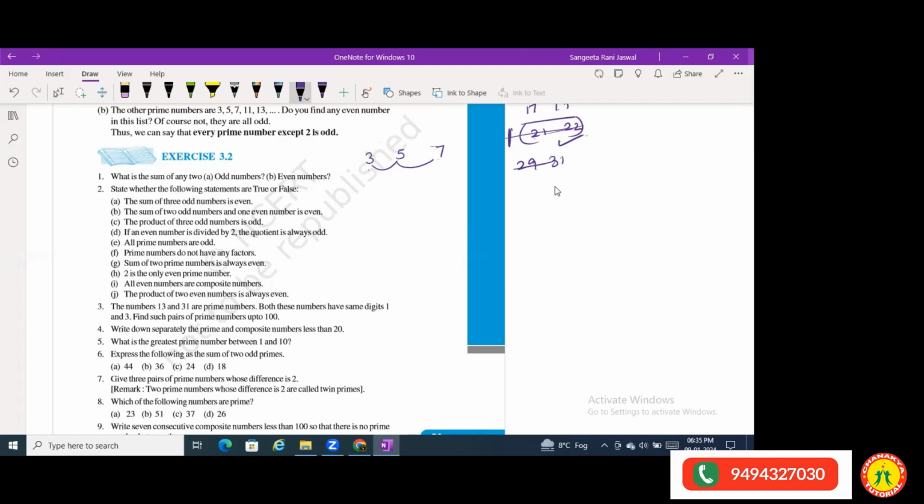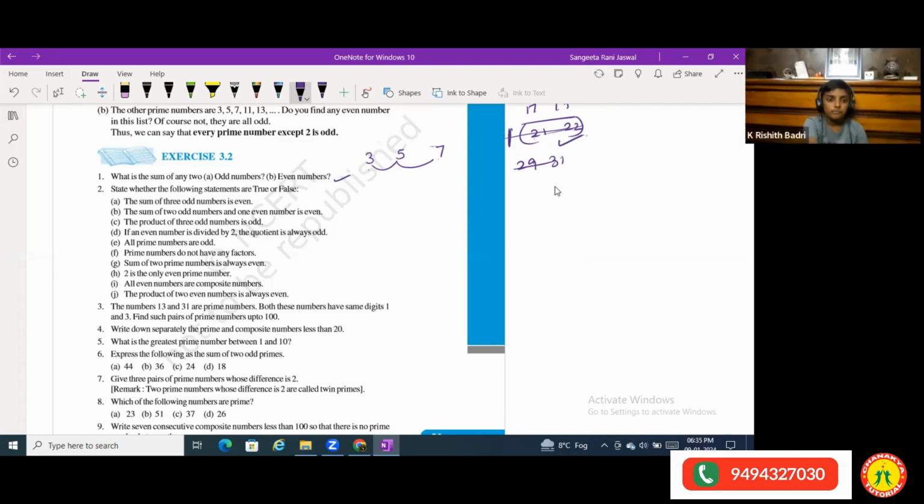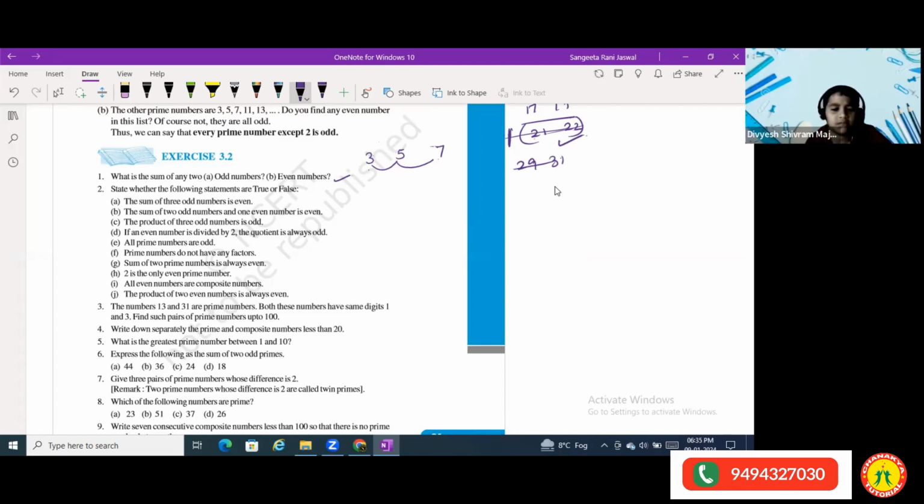Okay, now see this. Find the sum of any two odd numbers, even numbers. Okay, this is so simple. Give me the sum of two odd numbers. The sum of two odd numbers is an even number.